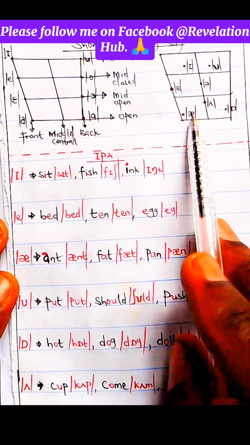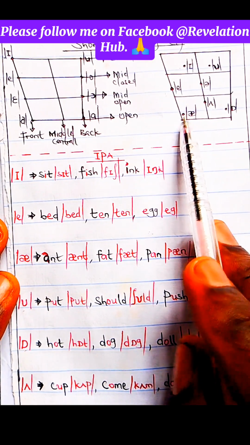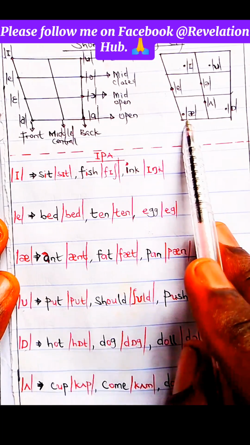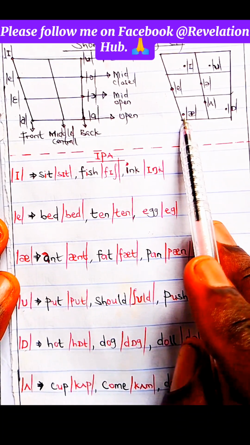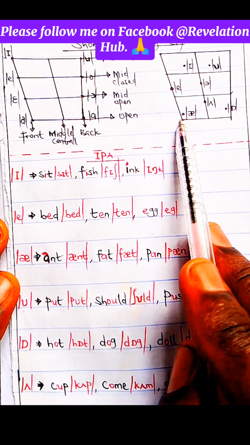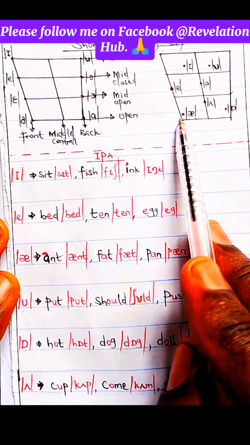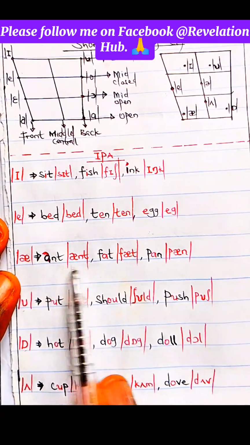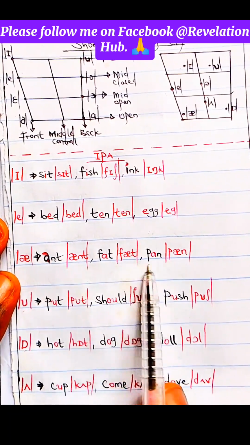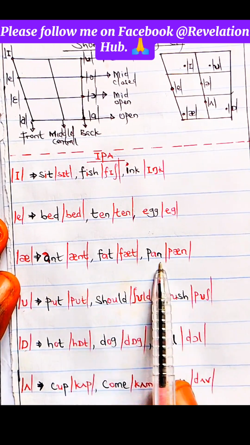Now when you look at the short I sound, as you can see, it is very close to the front part of the tongue. It's the front part of the tongue that produces it, and it's almost a completely open vowel sound. It's not fully open, but almost completely open. That's that for the short I sound. Now, when you produce this sound in a given word, you find out that your lips are slightly spread out.